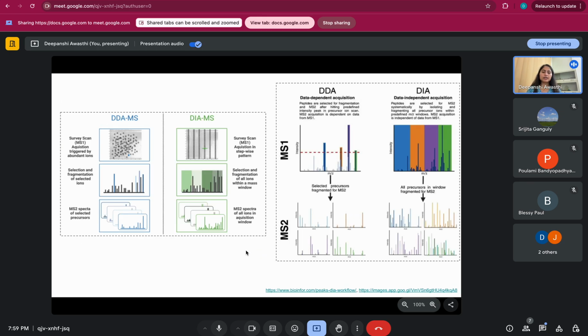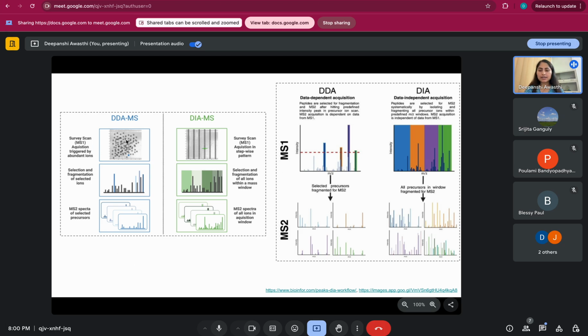Then there are 2 techniques which you must be aware of. One is data dependent acquisition and one is data independent acquisition. Many people get confused. They say that data independent acquisition means that you are not using any database, but it is not that. Data dependent acquisition and data independent acquisition are 2 separate things.